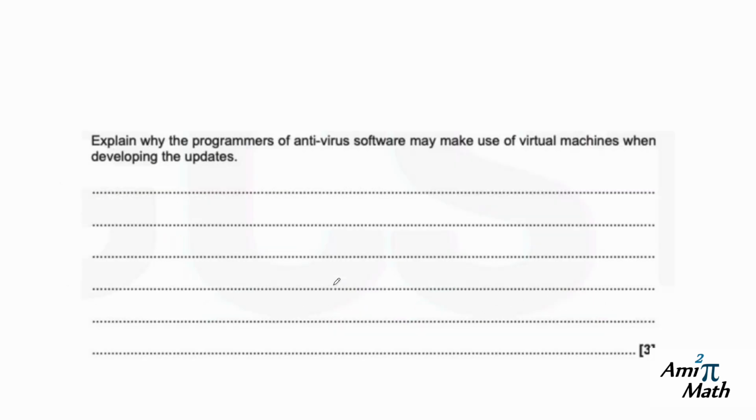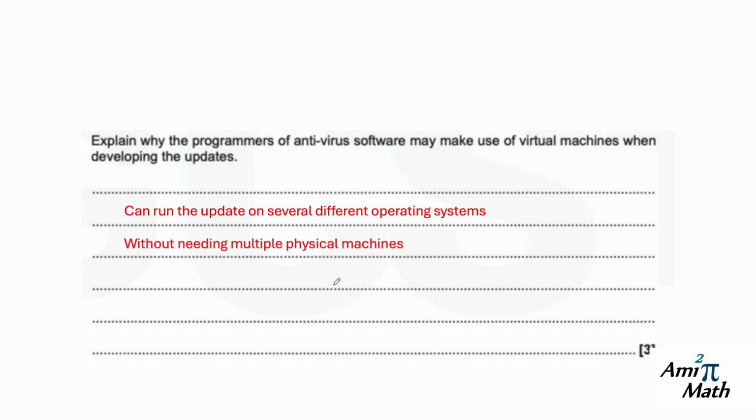Explain why the programmer's use of antivirus software may make use of virtual machines when developing updates. So obviously you can run the update on several different operating systems, and it does not need to be in a physical location or physical machine, as it is a virtual machine. The virus can be put onto the virtual machine to test if the update can catch it.